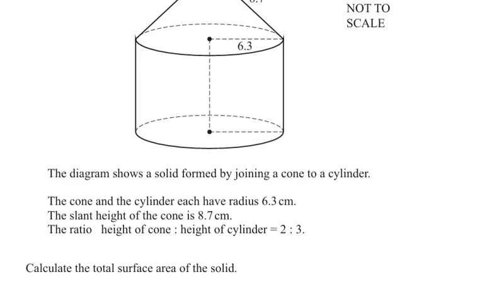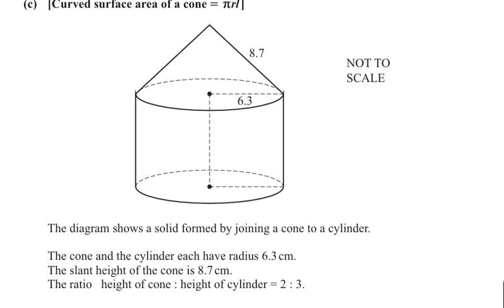In the previous question we discussed a cube and a sphere, and in this question we are going to see how to solve a cylinder and a cone. Reading the statement of this question, the diagram shows a solid formed by joining a cone to a cylinder. The cone and cylinder each have radius 6.3 centimeters. The slant height of the cone is 8.7 centimeters, and the ratio of height of cone to height of cylinder is 2:3.